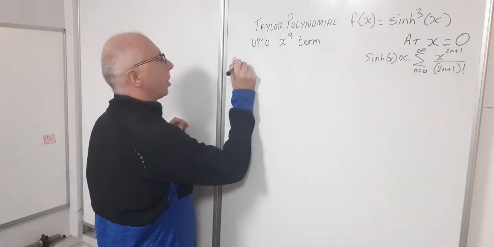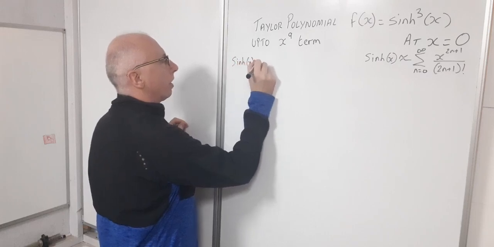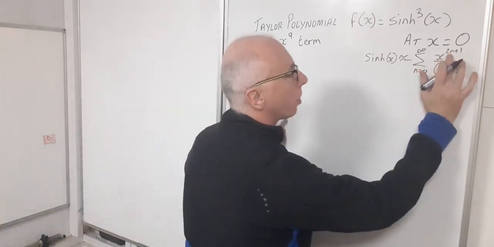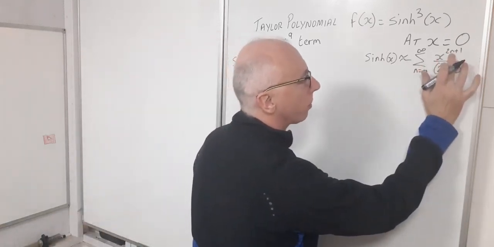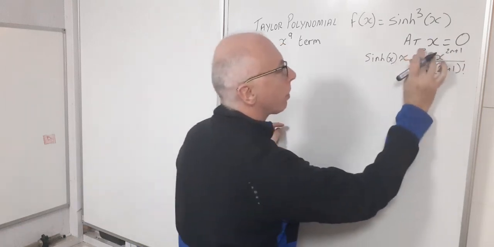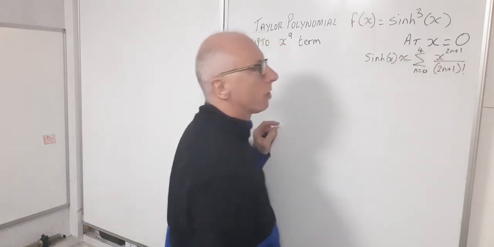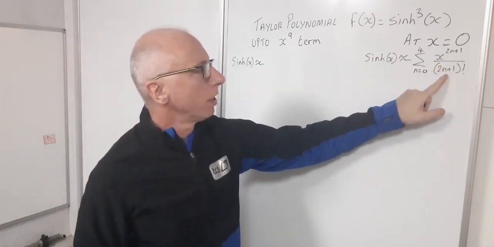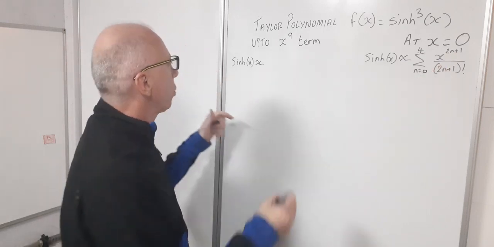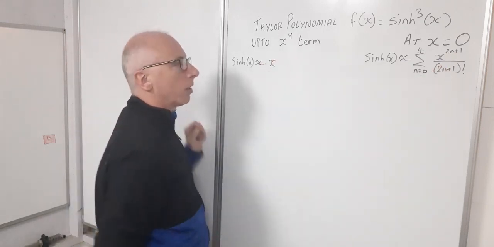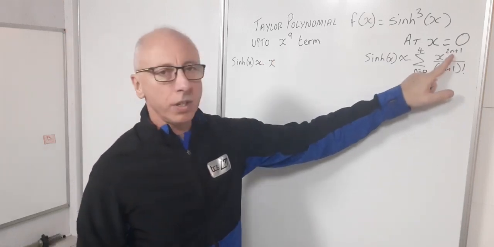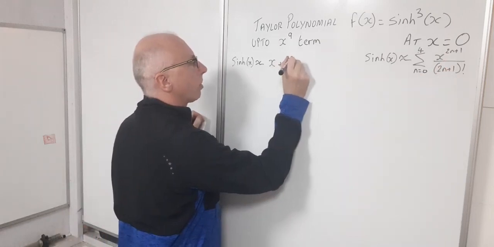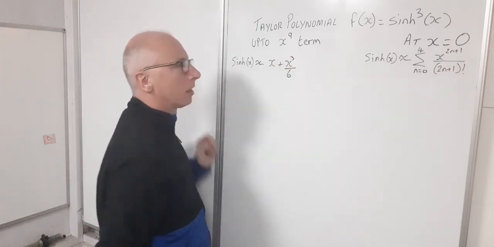So now I've got sinh of x from that. Plugging in, I want to get up to x to the 9. So for 2n plus 1 to make a 9, I need n equals 4. So let's only concern ourselves with n going from 0 to 4. When n equals 0, I've got x to the 1 over 1 factorial, which is just x. Now when n is 1, I've got x cubed over 3 factorial. So I can add x cubed, and 3 factorial is 6.